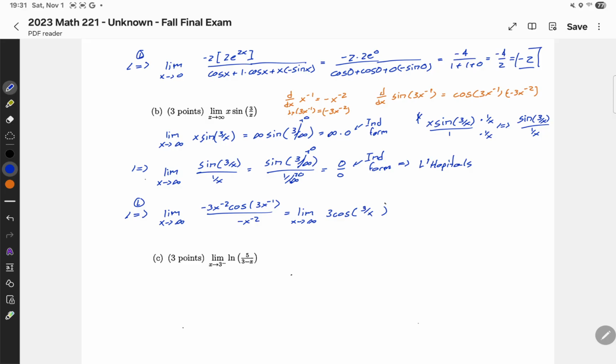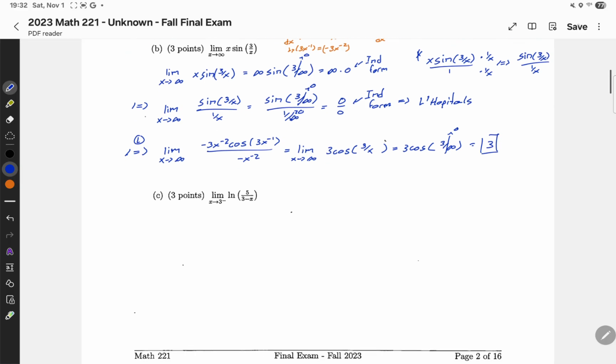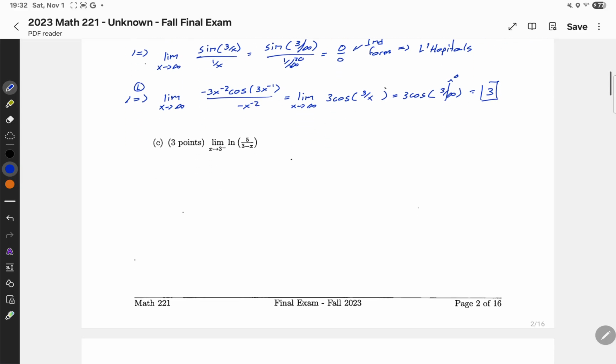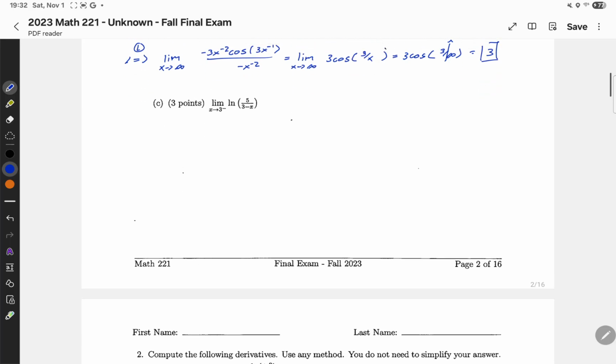So it's a bit easier to see that when we plug infinity into this, we get 3 cosine of 3 over infinity. This goes to 0. Cosine of 0 is just going to be 1, so this is going to be equal to 3. Perfect. Pause this, grab a drink of water real quick. All right, perfect. Let's get started on this third limit.